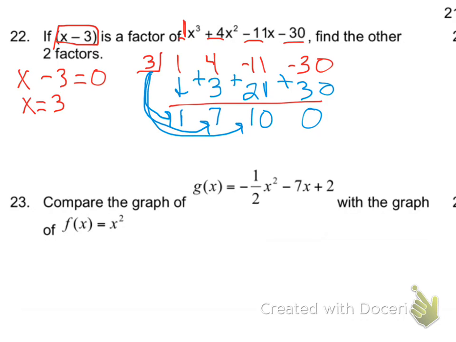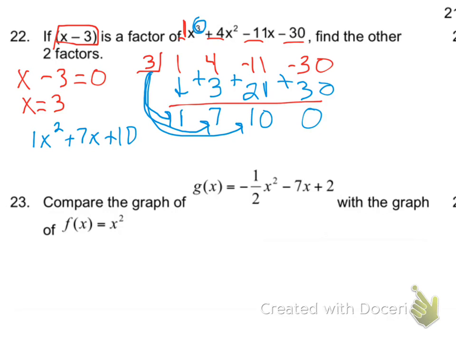Now, how does this help me find the other two factors? Remember, these are now the coefficients for your new polynomial. Before, the highest degree was a third power, so now these will be to the second and on down. So this becomes 1x squared plus 7x plus 10. Okay, and I just want the other factors.